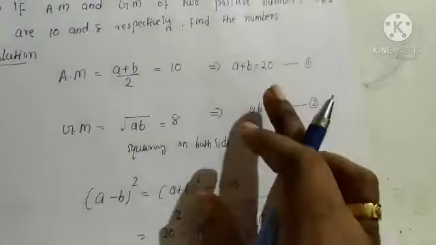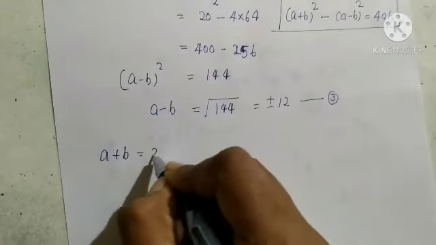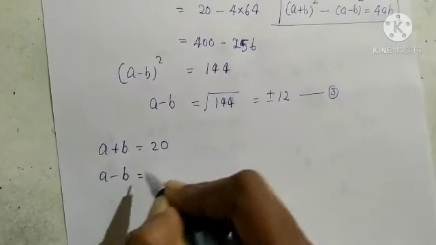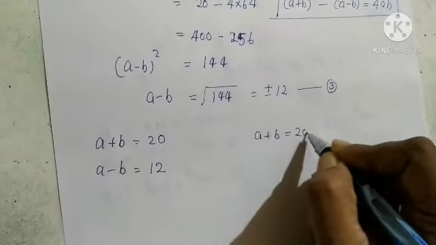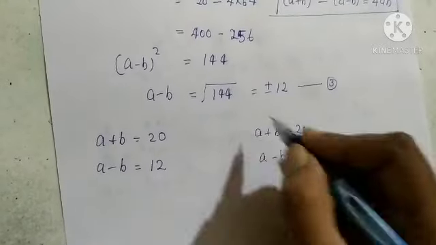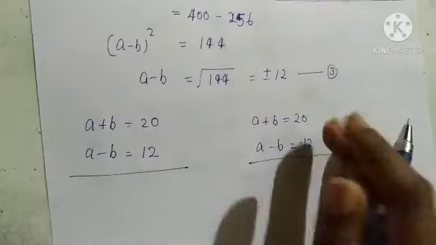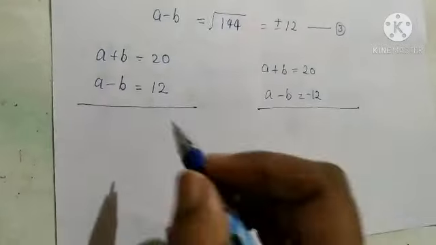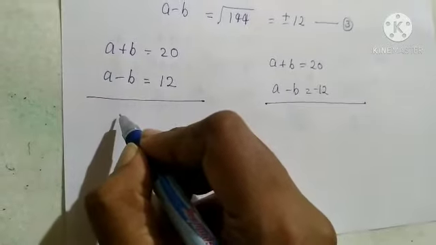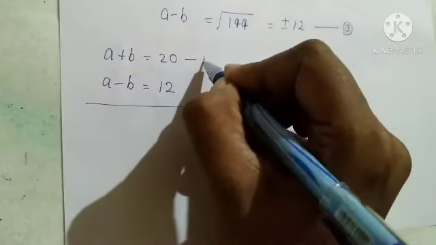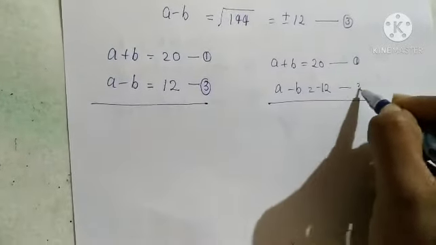So using equations number 1 and 3, we get A plus B equal to 20, and A minus B equal to, first I am taking plus 12 here. Again, while solving, I am using the A minus B value as minus 12 here. Solving these two equations, this is our equation number 1 and this is our equation number 3.